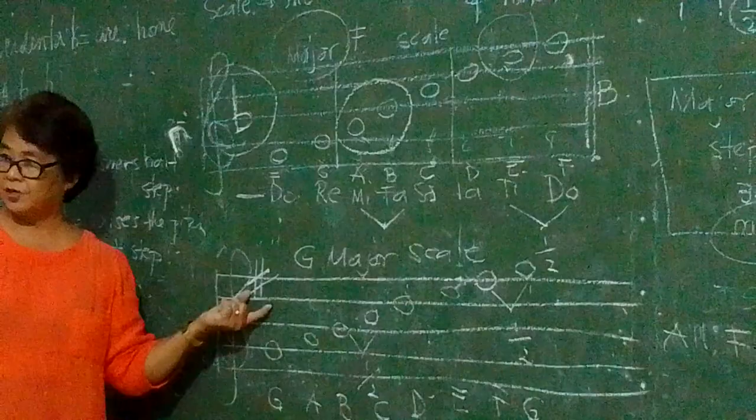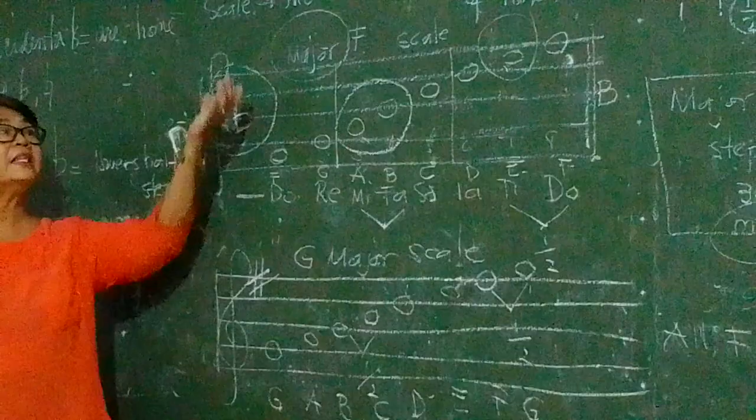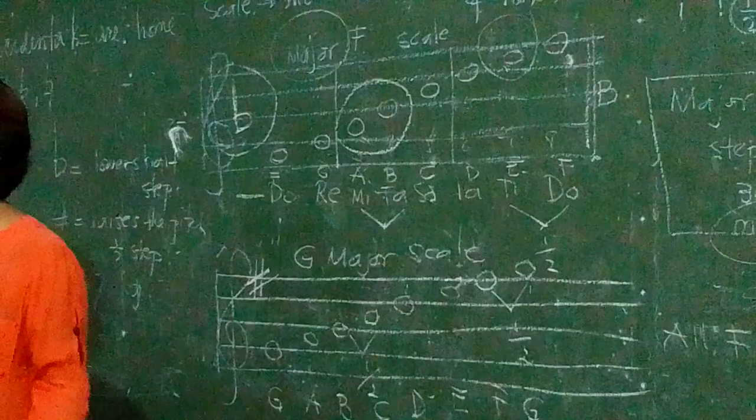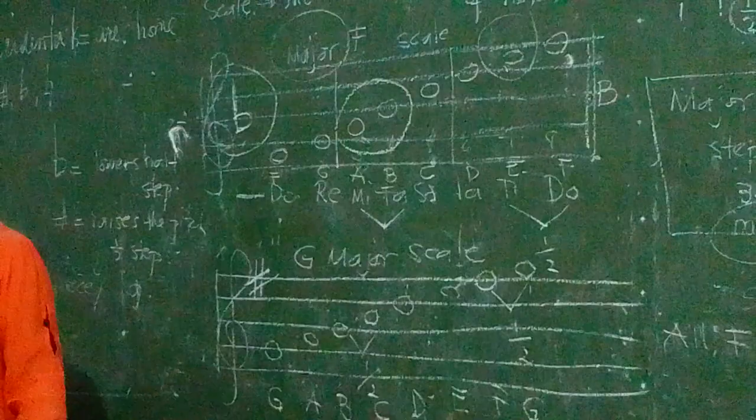So, when there is one sharp, your key is G. When there is one flat, your key is F. One flat. What is the chord? F. You have to remember the flat.